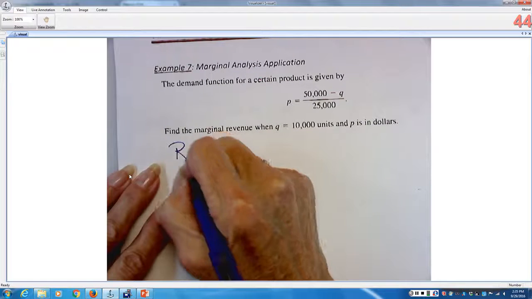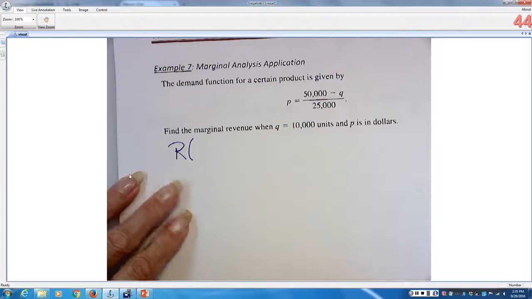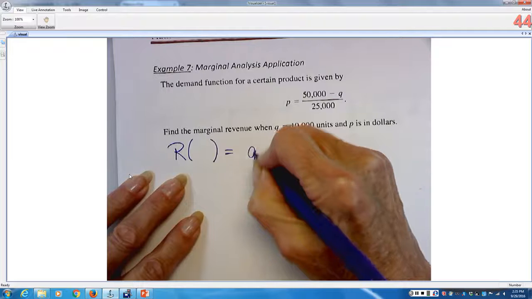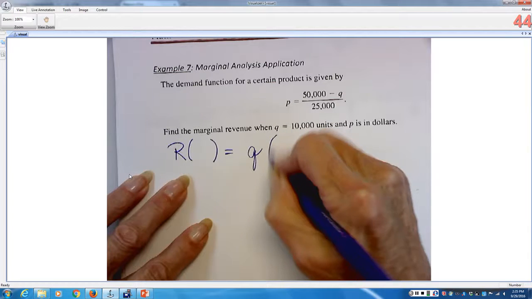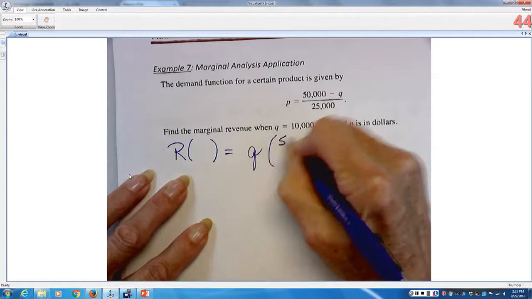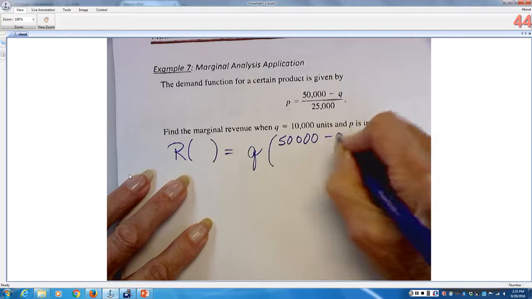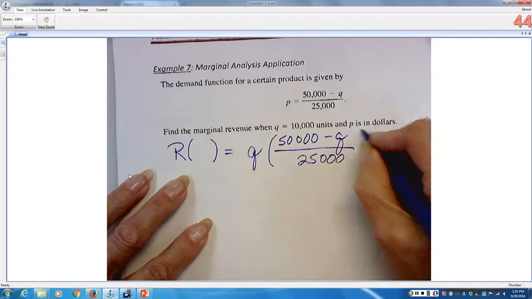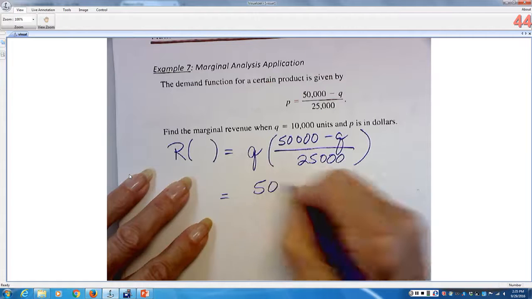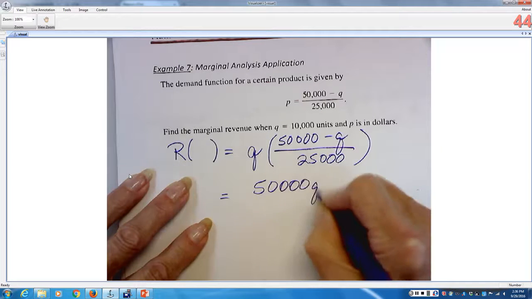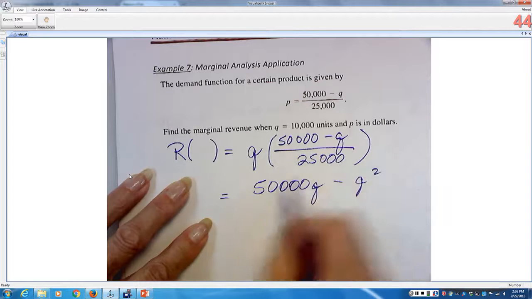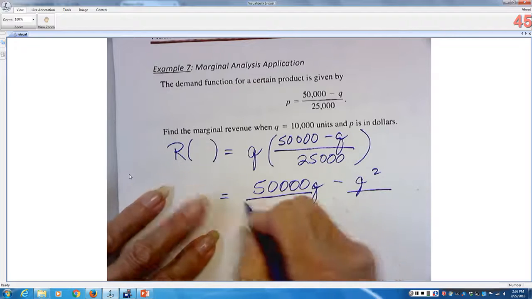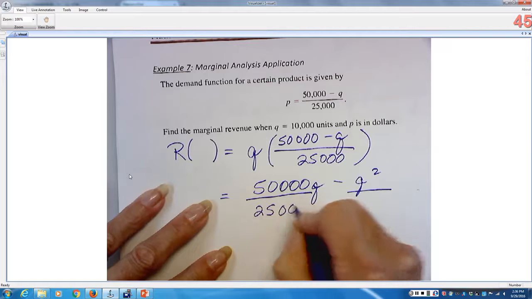So her revenue is going to be the number she sells times the number of the demand, which is going to be 50,000 minus the quantity over 25,000. And we know that's 50,000 Q minus Q squared, all over that 25,000, but you know what? If I put it under each one separately, I might be able to work this better.